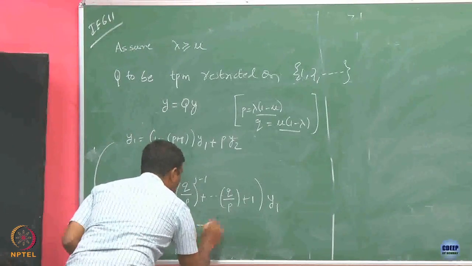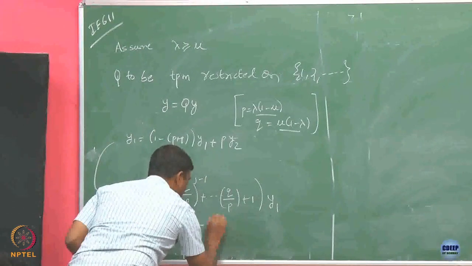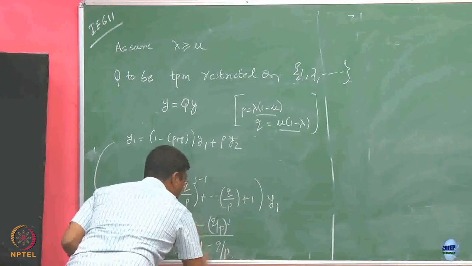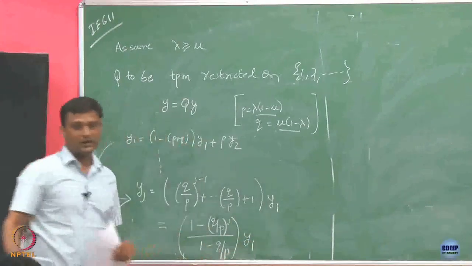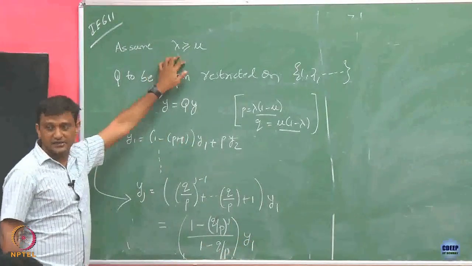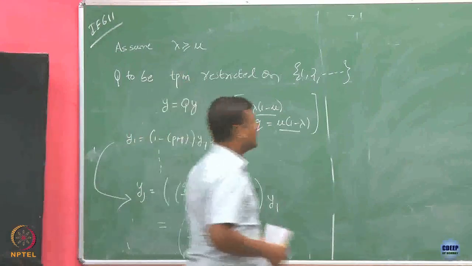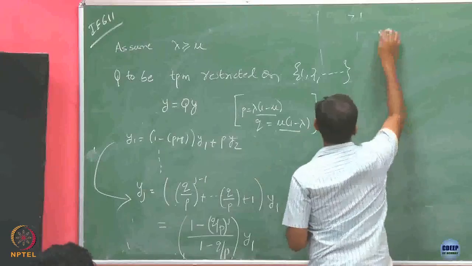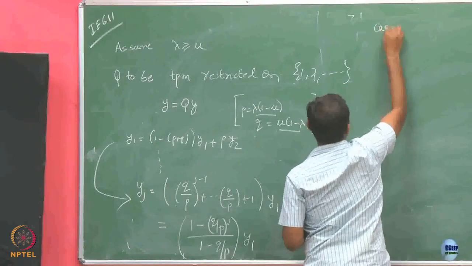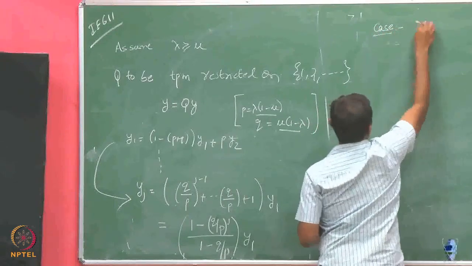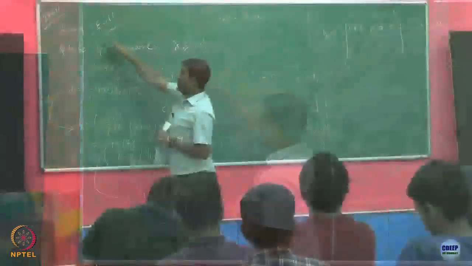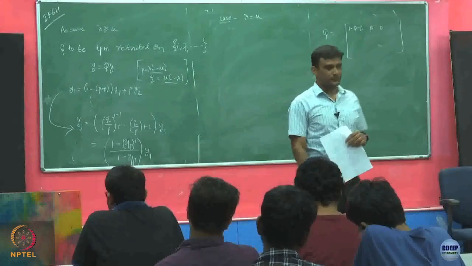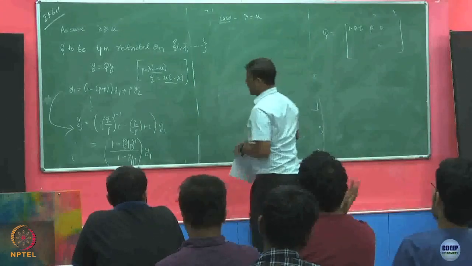1 minus q by p to the power j divided by 1 minus q by p into y1, right? I have this. I am in the case where lambda is greater than or equal to mu. So first consider the case only where lambda is equal to mu itself. Then I will separately deal with the case when lambda is greater than mu. So when lambda is equal to mu, what happens?